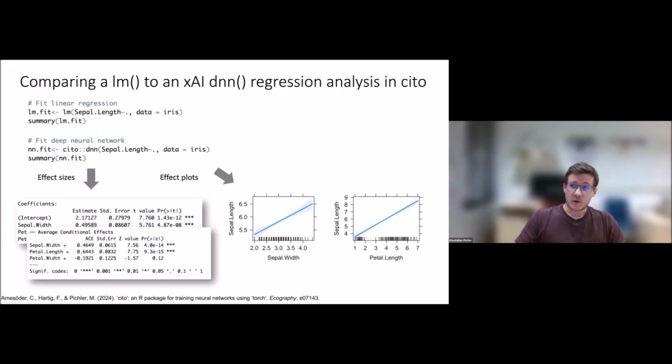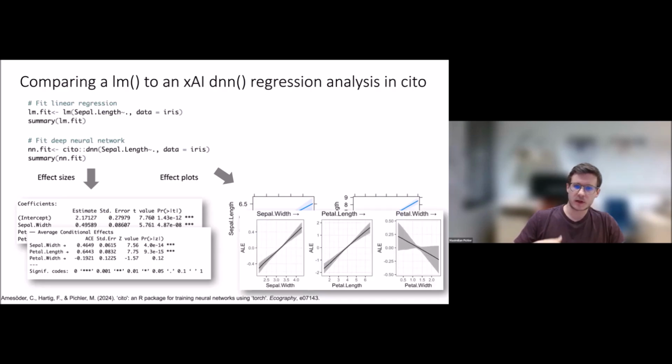If the effects are nonlinear, we can, for example for LMs, use the effects package to get these effect plots. We can do something similar for the deep neural network using these accumulated local effect plots. And here, for example, we see that the effects are actually quite linear. But the interpretation is very similar to these effect plots.